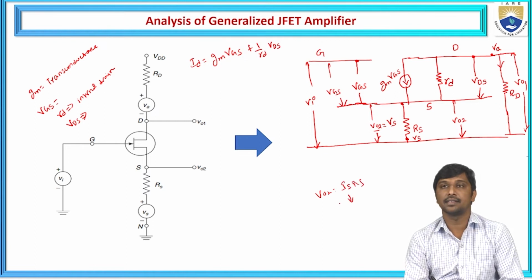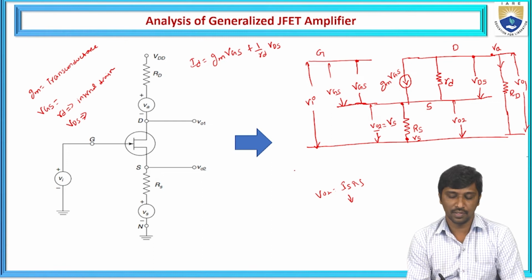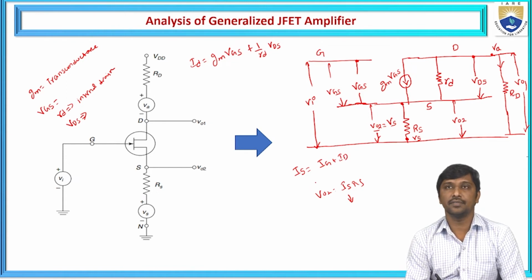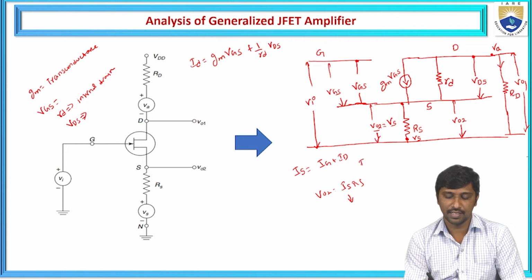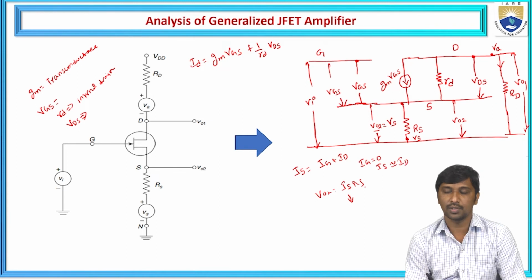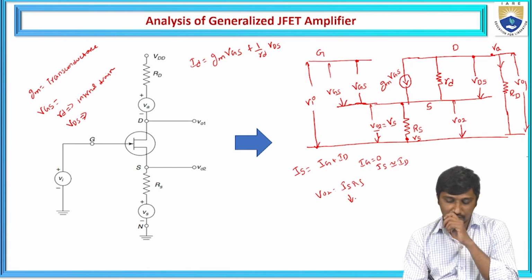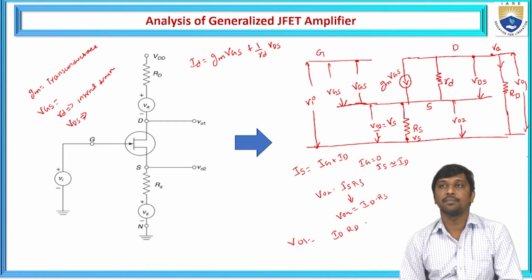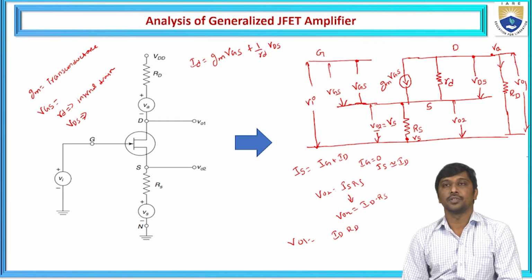And in most cases, from the construction of the JFET, we know that IS is equal to the summation of the gate current as well as the drain current. Based on the construction of the JFET, we know that the gate current is very, very small, hence IG is approximately 0, and IS is approximately equal to ID. So VO2 is represented as ID times RS, and VO1 is represented as ID times capital RD. That is the reason.